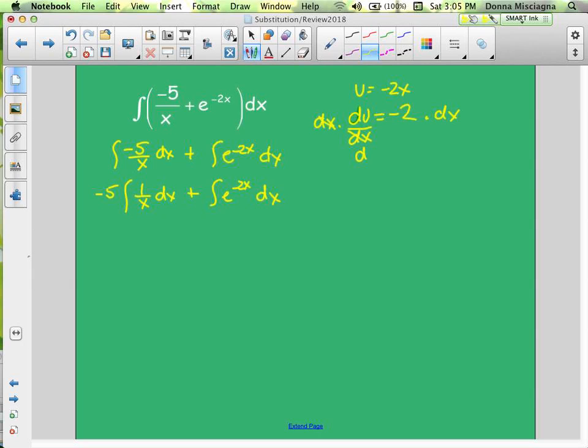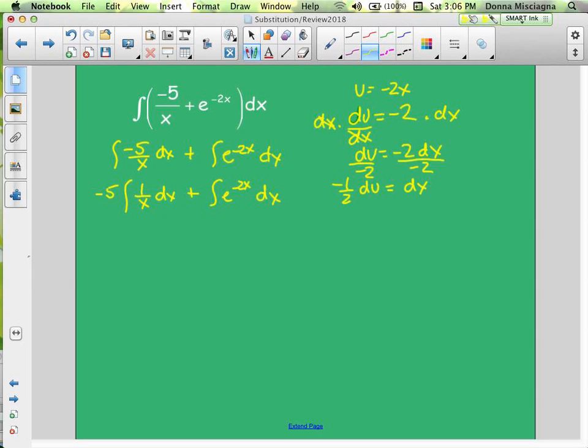So du equals negative 2 dx. There's no negative 2 anywhere, other than the exponent, but there's no multiplied by negative 2. So we need to get rid of it because we don't have a negative 2 to replace du with. So we're going to divide both sides by negative 2. So that means negative 1/2 du is equal to dx.